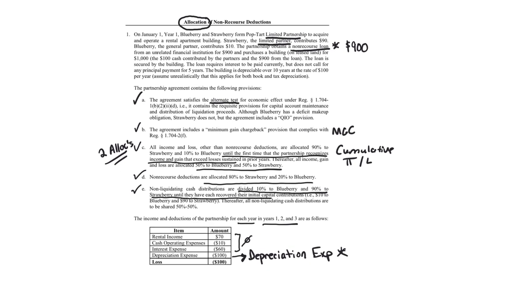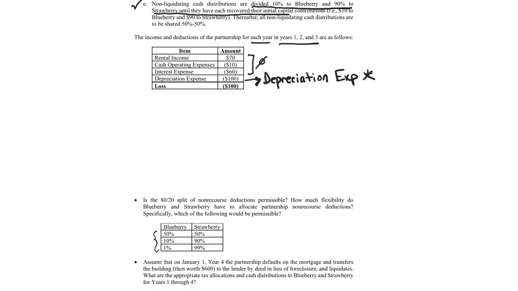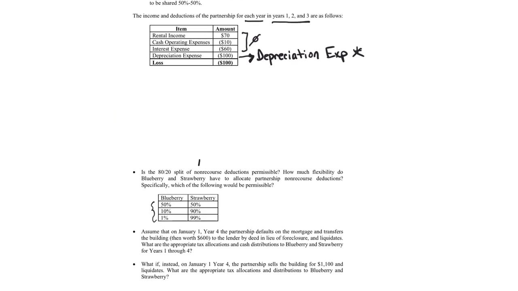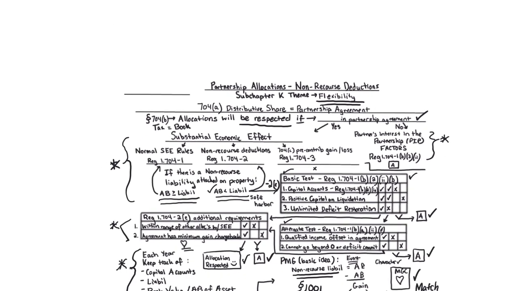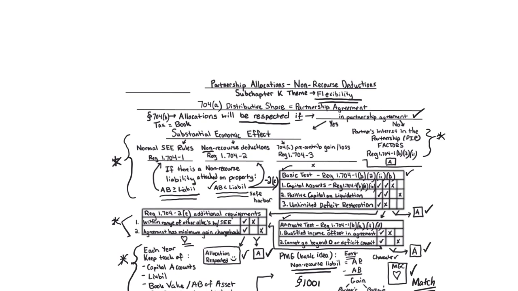This question is not asking for a specific year. It's just saying, hey, assume that you're in NRD land. Assume that you're in a year of NRD, non-recourse deduction rules. In terms of determining if the NRD applies, okay, go back to our graph. So we are here. We are non-recourse deduction. We know we meet the alternate test, so then we go to our two additional requirements. Within range of other allocations that meet substantial economic effect, and the agreement has a minimum gain chargeback.